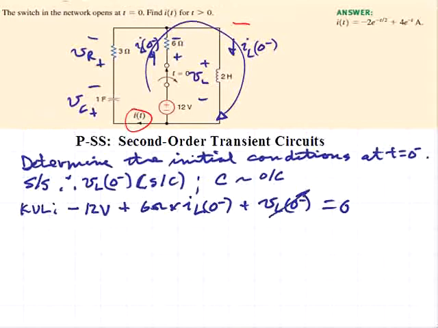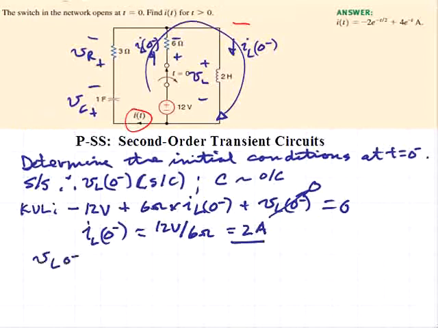We just established that in steady state the inductor voltage is 0. So we obtain then that IL at 0 minus is equal to 12 volts divided by 6 ohms, and that's equal to 2 amperes. Since the inductor looks like a short circuit, V sub L at 0 minus is equal to 0. This yields also that VC at 0 minus is equal to 0.